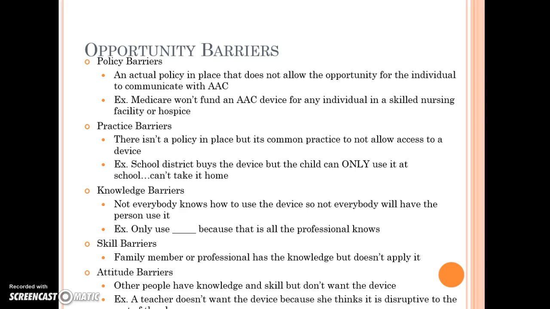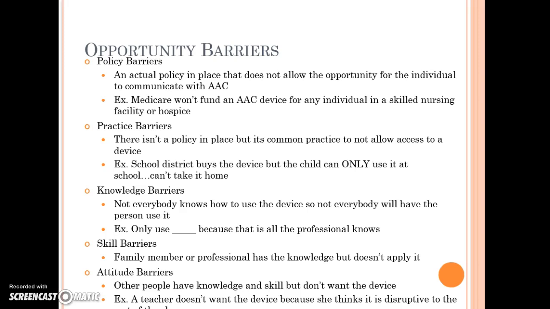Policy barriers are when there's an actual policy in place that does not allow an individual the opportunity to use AAC. For example, Medicare and Medicaid will not fund a high-tech AAC device for any individual in a skilled nursing facility or in hospice. Typically, those individuals are at the end of their life, and although they absolutely have every right to communicate, even more so sometimes in those situations, Medicare and Medicaid will not fund devices at that time. So that's a policy barrier. There's no way around that. You just need to find a different way to provide AAC for that individual.